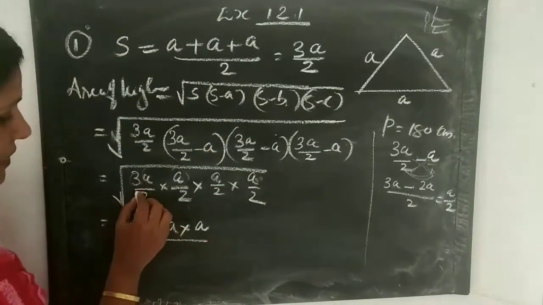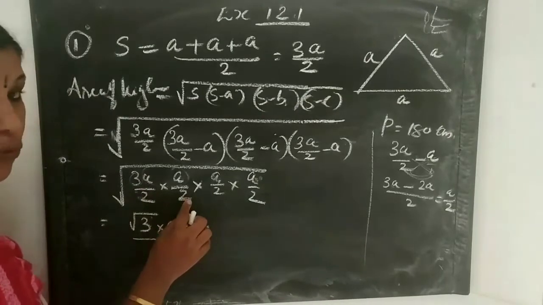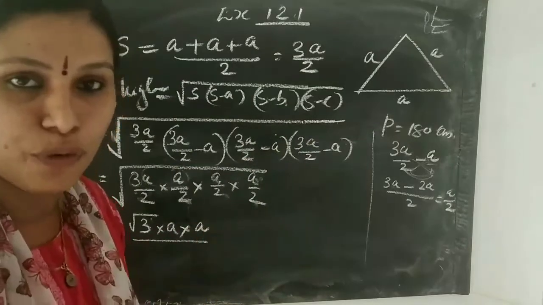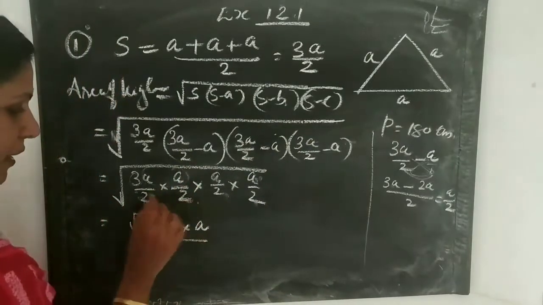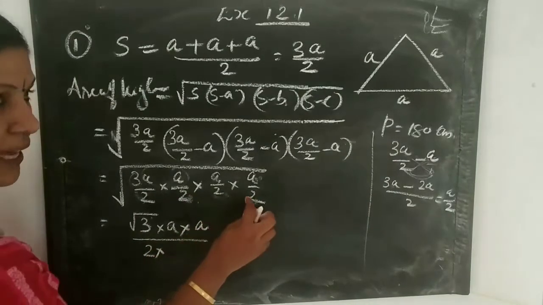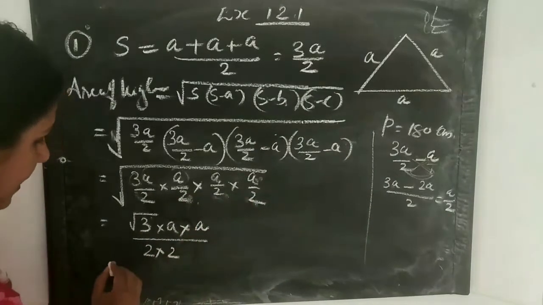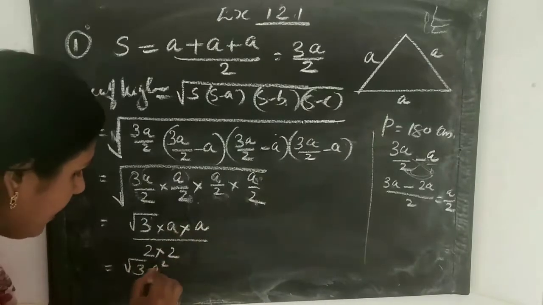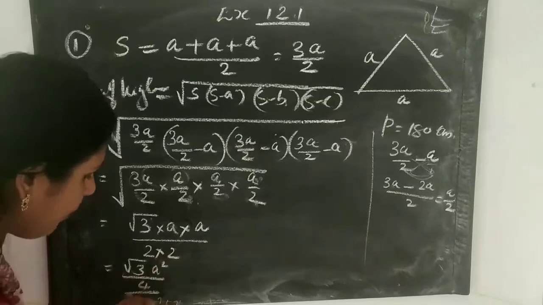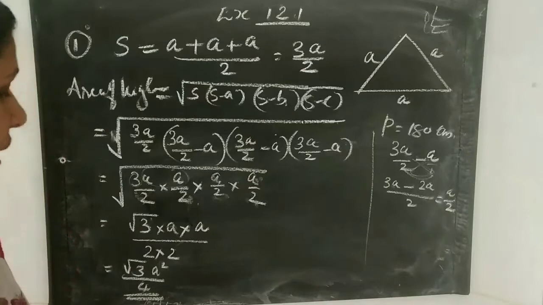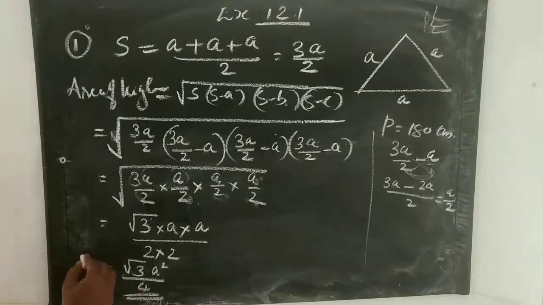Now 2 into 2 is 4, 4 into 2 is 8, 8 into 2 is 16. Root of 16 is 4. Otherwise, 2 twos are there, so one 2 is outside, and here also 2 twos are there, so one 2 is outside. So we get root 3, a into a is a square, by 2 into 2 is 4. So the area is root 3 a square by 4.